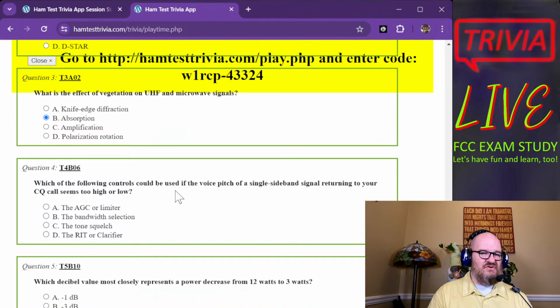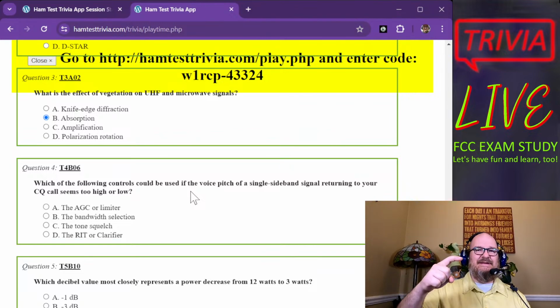Which of the following controls could be used if a voice pitch of a single sideband signal returning to your CQ call seems too high or too low? So I know in lower sideband, if it's too high, you bring your frequency down using the RIT. You don't want to change yours. Bring your RIT. It could be their radio.